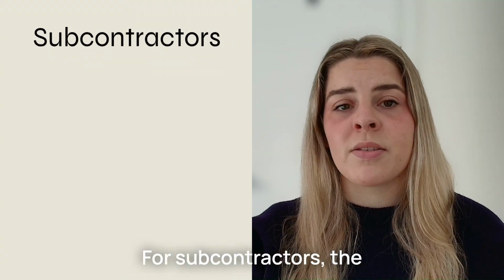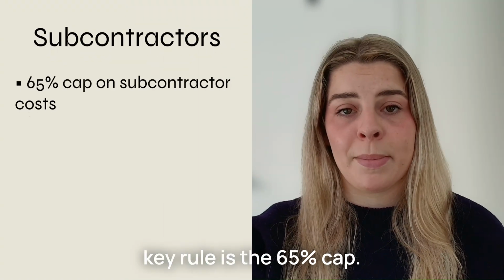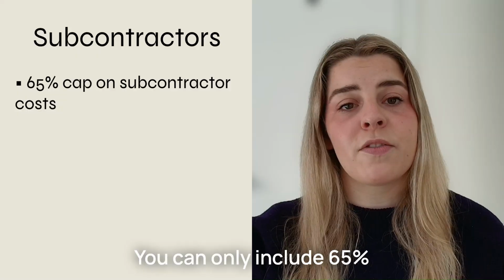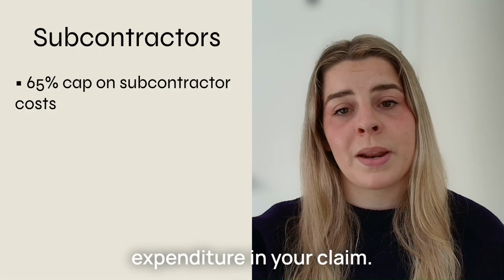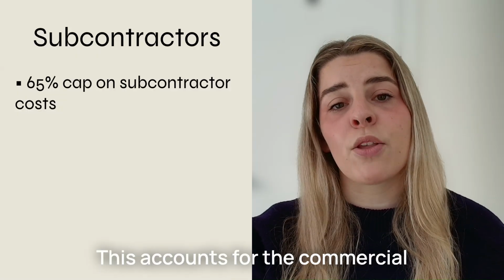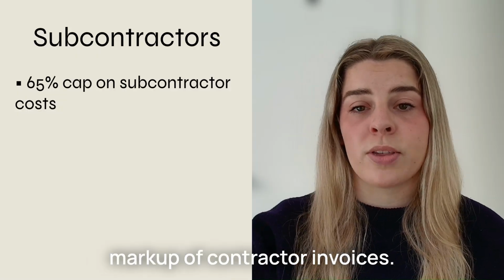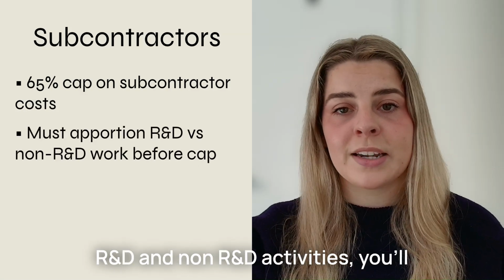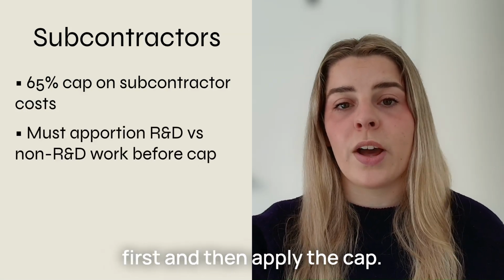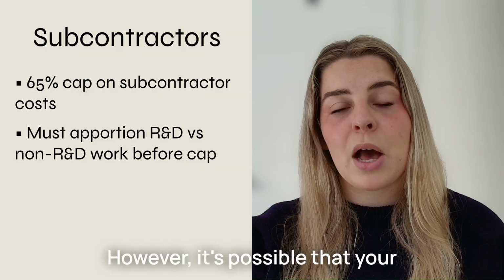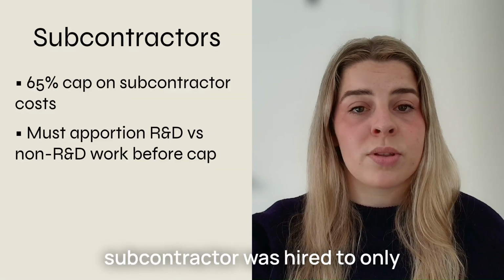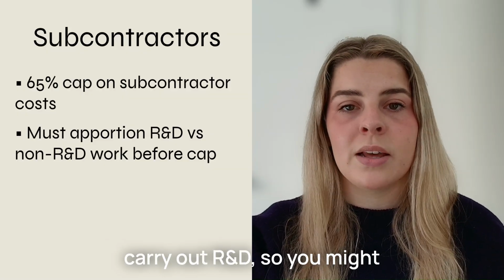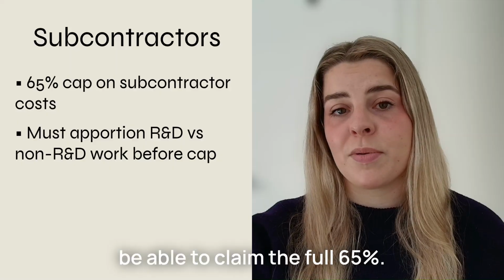For subcontractors, the key rule is the 65% cap. You can only include 65% of qualifying subcontractor expenditure in your claim. This accounts for the commercial markup of contractor invoices. If a subcontractor worked on both R&D and non-R&D activities, you'll need to apportion the invoice first and then apply the cap. However, it's possible that your subcontractor was hired to only carry out R&D, so you might be able to claim the full 65%.